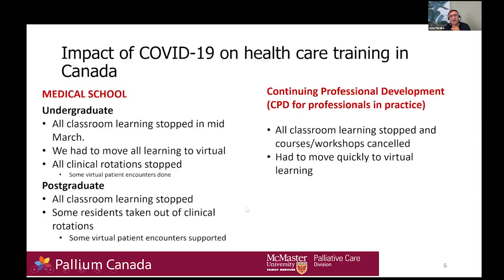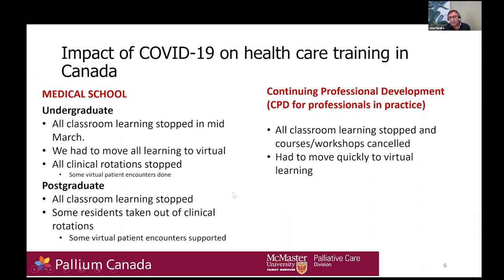So now let's look at the current situation. With the COVID-19 pandemic, like the rest of the world, we had to change very quickly. So we closed down across Canada in mid-March. And so in the medical schools, the undergraduate training, which as I said is usually 4 years, and then the postgraduate training, which can be 2 to 5 years, we had to basically pivot everything to virtual, like everyone else in the world had to do.